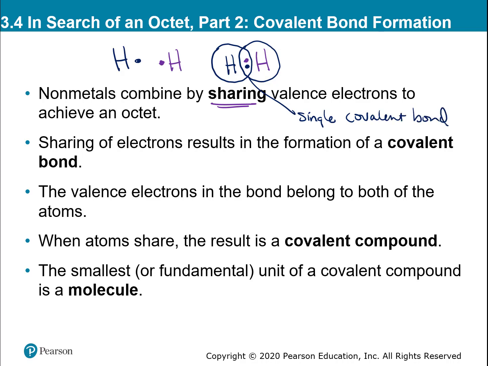And this is all hydrogen will ever do. Hydrogen will only ever form a single bond. So you might have seen it like this. You've probably seen molecules drawn with dashes. A dash represents 1 pair of electrons, and it's linking the 2 atoms that are sharing those electrons.